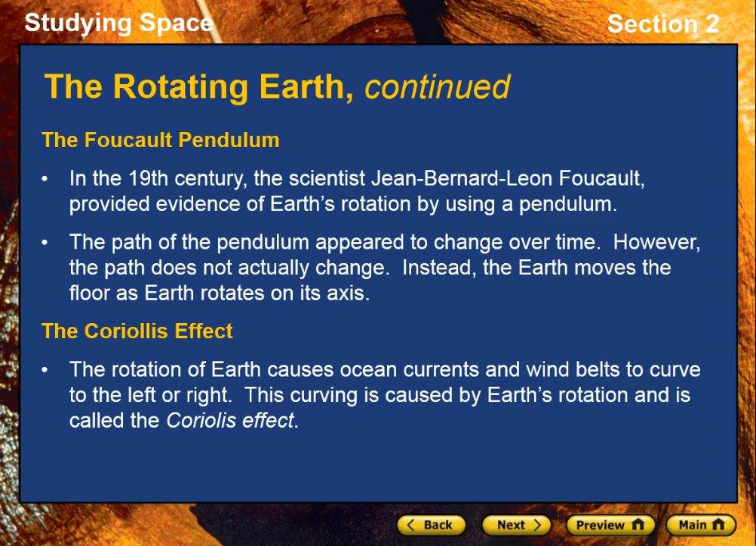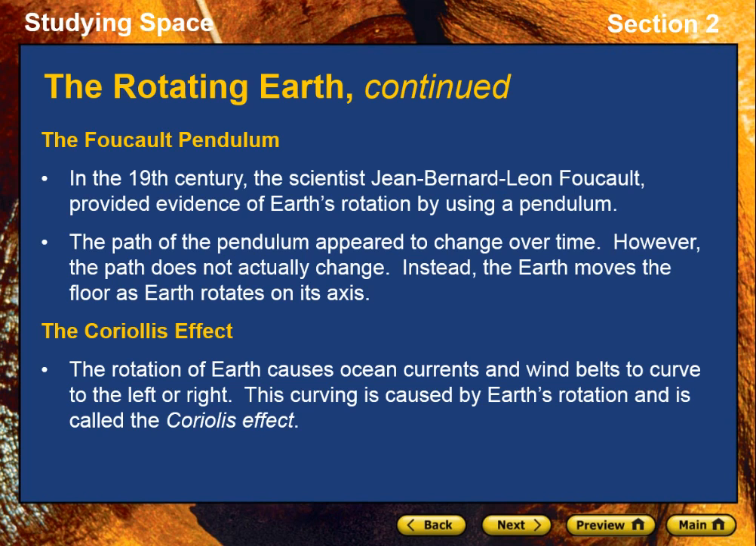The Coriolis effect. Evidence of the rotation of Earth can also be seen in the movement of ocean surface currents and wind belts. Ocean currents and wind belts do not move in a straight path. The rotation of Earth causes ocean currents and wind belts to be deflected to the right in the northern hemisphere. In the southern hemisphere, ocean currents and wind belts deflect to the left.